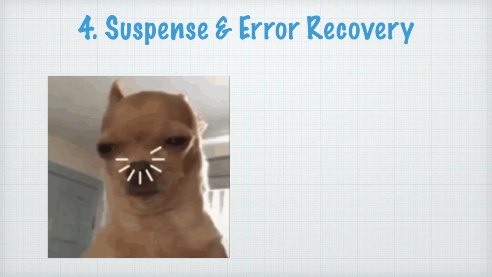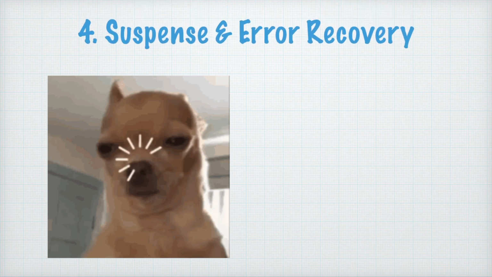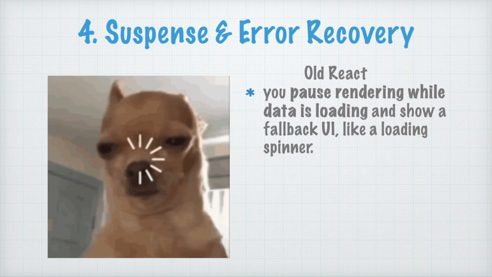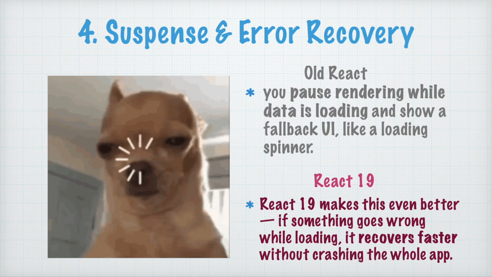Next, let's talk about suspense and error recovery, one of my favorite improvements in React 19. Suspense lets you pause rendering while data is loading and show a fallback UI like a loading spinner. React 19 makes this even better. If something goes wrong while loading, it recovers faster without crashing the whole app.